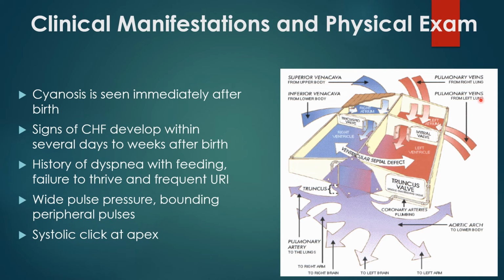So in an attempt to use the heart as a house to avoid any confusion, what happens basically is you've got cyanosis seen immediately after birth. You have signs of heart failure developing within several days to weeks after birth, with bad issues with feeding, dyspnea, failure to thrive, etc., frequent URIs. And you've got a very wide pulse pressure with a systolic click.